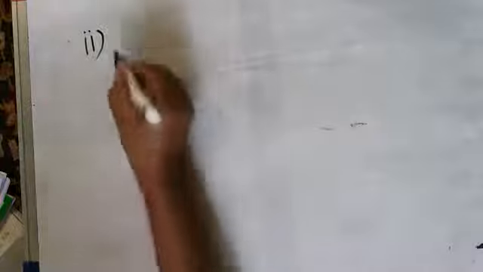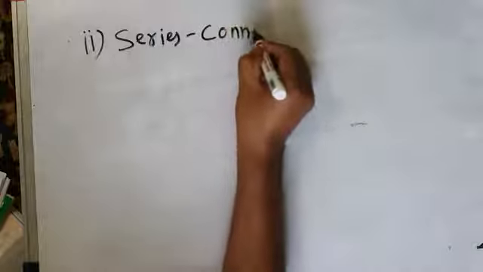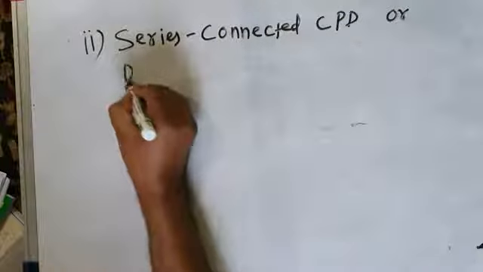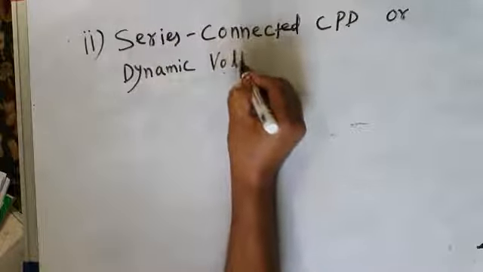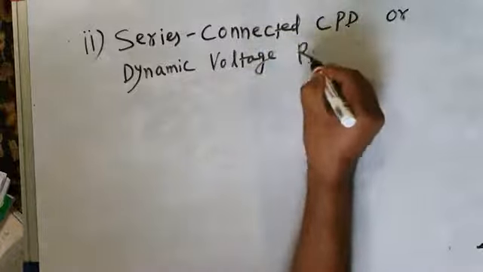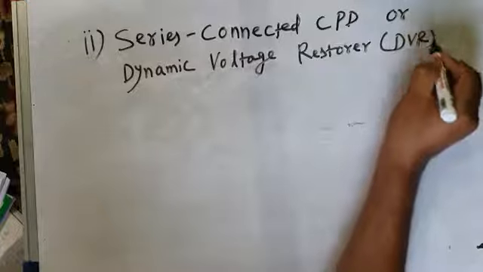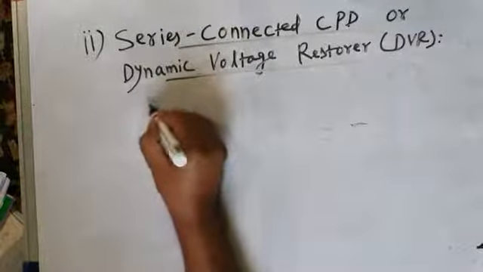Second type of compensating type custom power devices: series connected custom power device, or it's called dynamic voltage restorer, DVR. So it takes care of, it does not compensate.